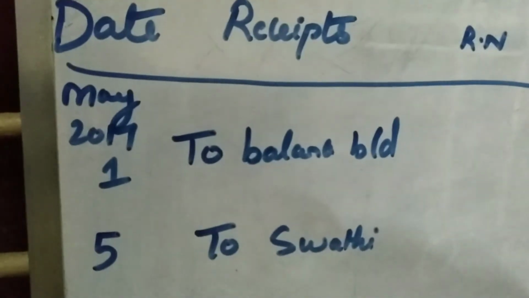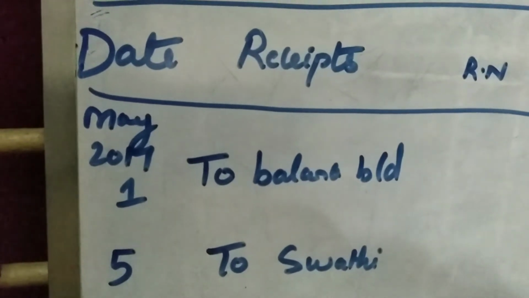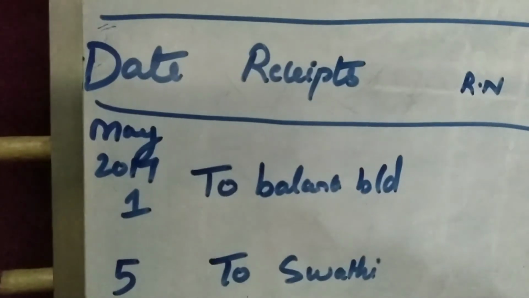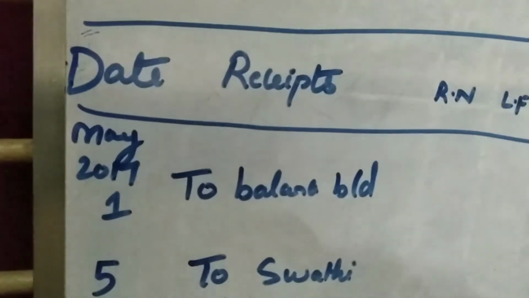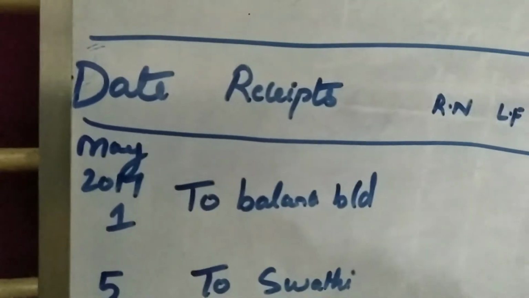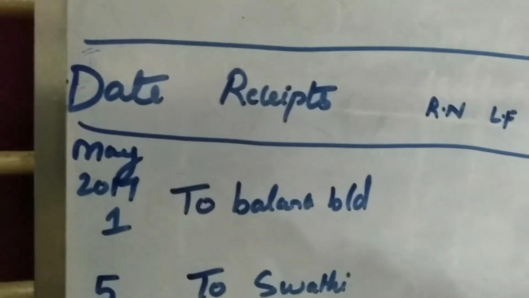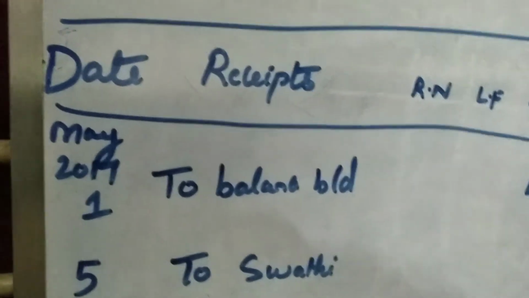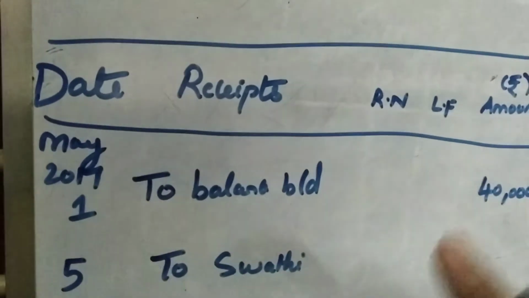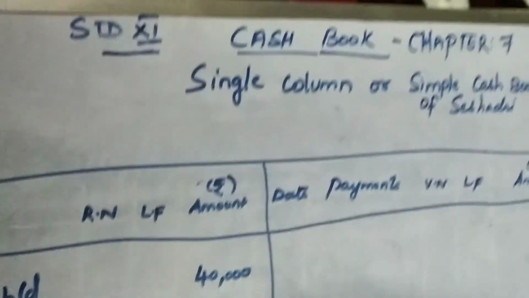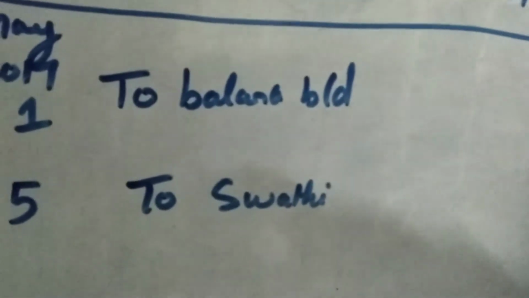So what is the journal entry for it? Cash is coming in, debit cash, and credit Swati. That is going to be the entry, cash account debit to Swati's account. So when you are posting this entry in the cash ledger, how will you do? In cash you will write to Swati. Right? The same thing only we are going to follow here. So all the receipts will be written on the debit side, payments on the credit side. So to Swati 4,000.